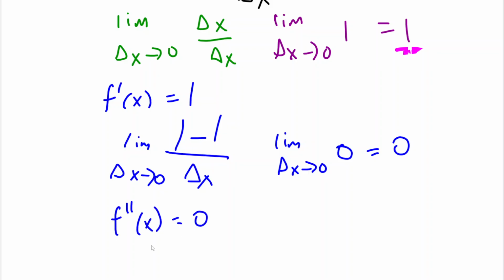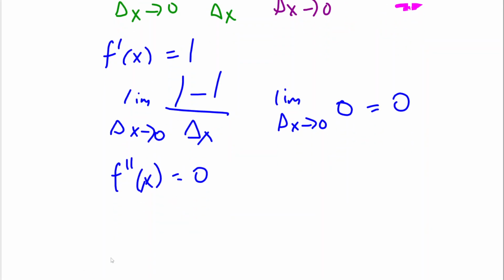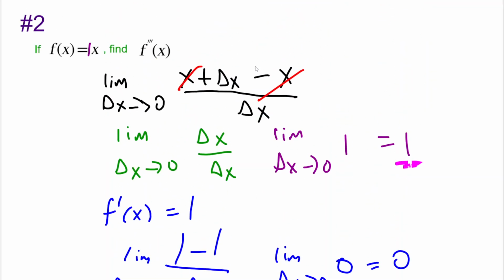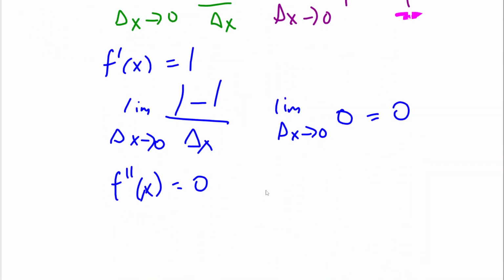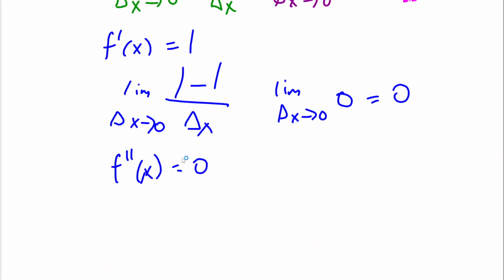And hopefully you realize that if we repeat this process again, doing the limit definition, x plus delta x of this function is going to be 0, then f of x is 0, then that over delta x is 0. So that's still going to be 0. So f triple prime of x is just going to be 0. Hopefully that makes sense.